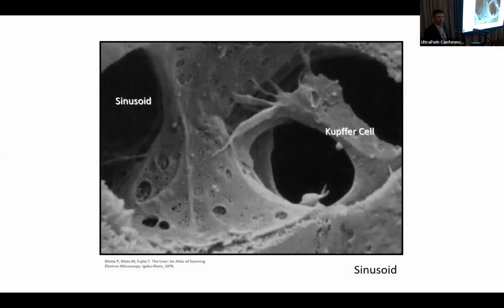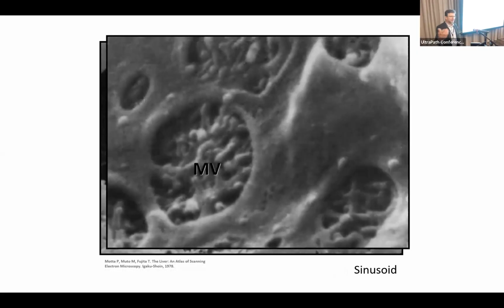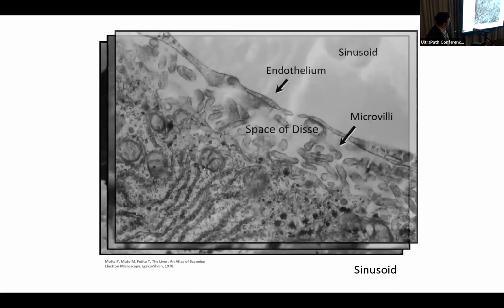Here's a little bit higher magnification, looking right down through a corner at the sinusoid, and you can see the Kupffer cell, which is just the resident histiocyte in the liver, standing guard in that sinusoid, ready to gobble up anything that might be coming through the bloodstream that's not supposed to be there. And if we zoom in through some of these little holes, the fenestrations within the endothelium, you can look through that picture window and see the microvilli of the hepatocytes on the other side. That space between the hepatocytes and the endothelium is the space of Disse.